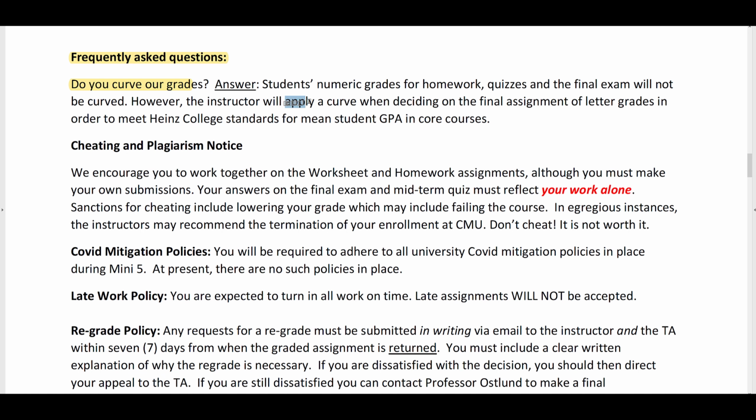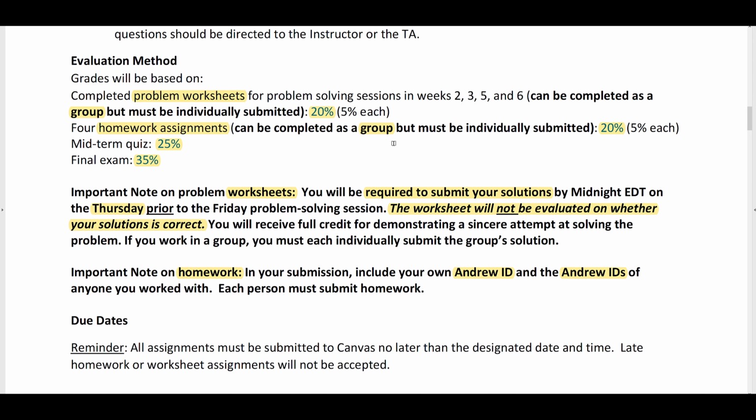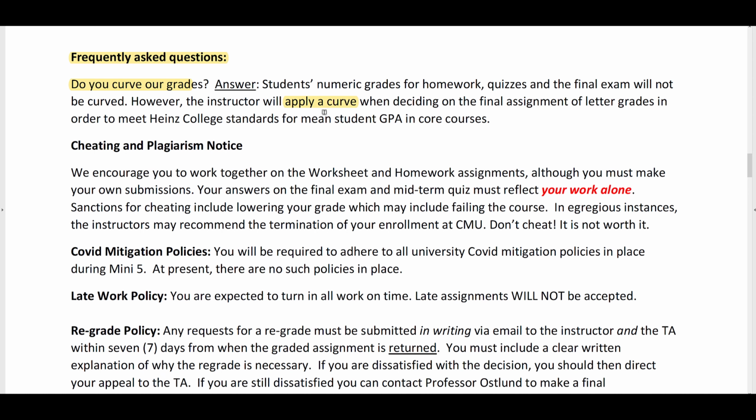But when the course is entirely over, based on these percentages that we talked about, 20% for the worksheets, 20% for the homework, 25% for the quiz, and 35% for the final, Heinz College requires me to apply a curve to compute the final letter grades. Heinz College's grading standards require me, despite what I might prefer, to give an A minus as an average grade and other grades to be above or below that A minus. So just so you're warned, all right?